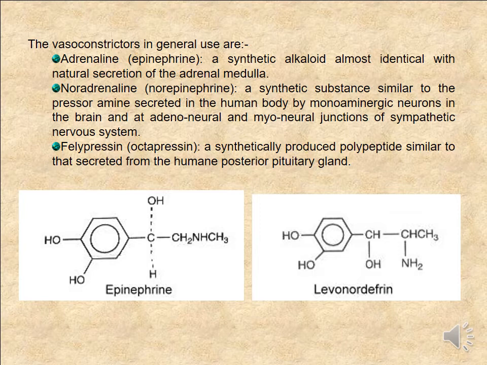monoaminergic neurons in the brain and at adrenergic neuroeffector and myoneural junctions of the sympathetic nervous system. The last one, felypressin, or octapressin, is a scientifically produced polypeptide similar to that secreted from the human posterior pituitary gland.